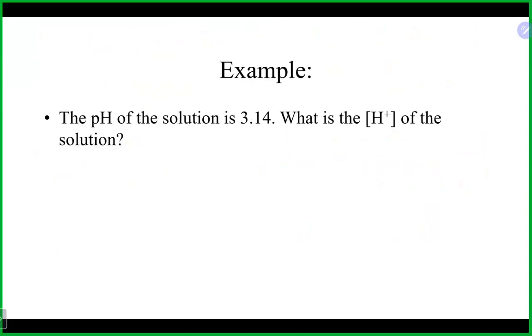I don't think we did this example, right? We did not do this example, I don't think. So why don't we do this example? The pH of a solution is 3.14. What is the H plus concentration? Why don't we just add a couple other things just to practice one more time? What is the pOH? What's also the OH minus concentration? And is it acidic, basic, or neutral?